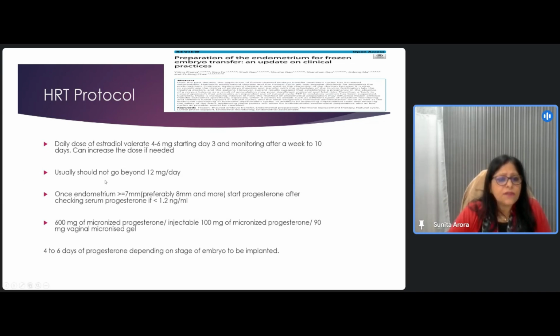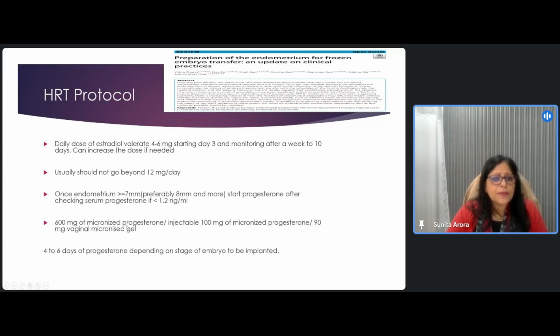Then usually we don't go beyond 12 milligram per day. And once the endometrium is more than 7, this is what the literature says, but I always keep my cutoff at around 8 mm and more. Start the progesterone after checking serum progesterone. If it is less than 1.2 nanograms per ml, then you can start the progesterone.